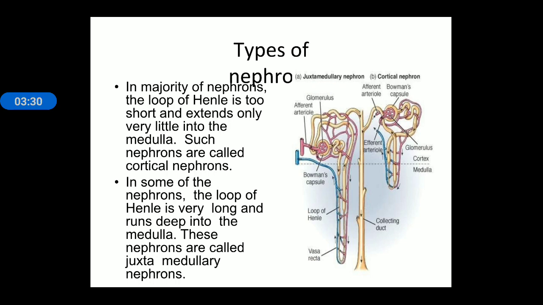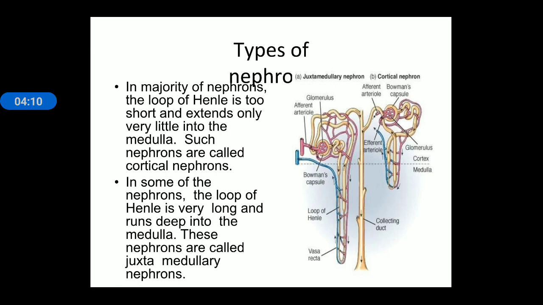When the nephron is present only in the cortex, it is known as a cortical nephron, and when the nephron is present in the cortex as well as the medulla, it is known as a juxtamedullary nephron. As you can see in the slide, the length of the loop of Henle is longer in the juxtamedullary nephron, whereas in the cortical nephron the loop of Henle is smaller.